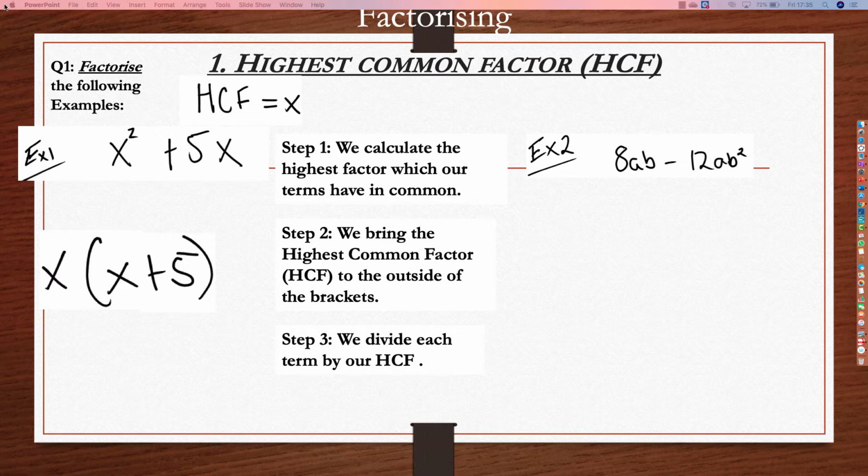Anyone know? Why can't we attack that straight away? Any idea? First two have nothing common. xy and zw, nothing common. So we have to rearrange. You have to rearrange the four terms to find two that have something common.